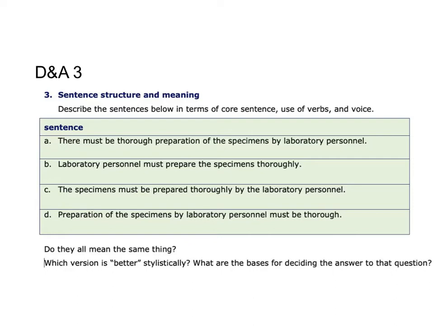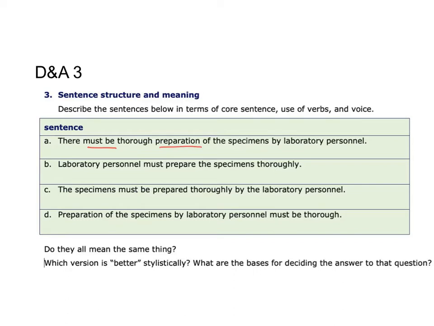But the other part that you want to then zero in on is the verbs. So what is the core sentence here? There must be thorough preparation of the specimens. That is the core of the sentence, essentially. And really the verb focuses on must be and preparation. That whole thing together operates as the verb.